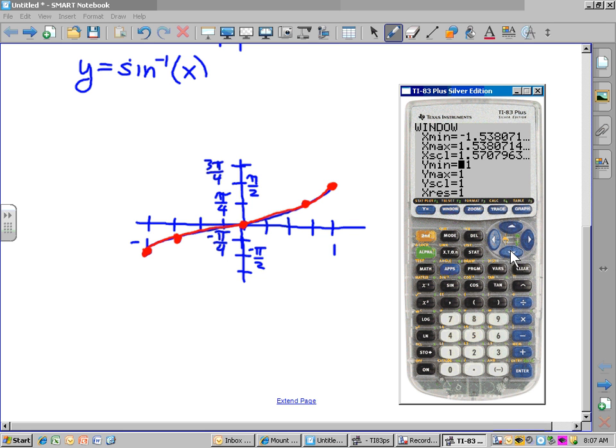Y min, Y max. What is the approximate decimal of pi over 2? What's pi approximate? Or even 3. That's a close estimate, right? What's half of 3? 1.5. So I have to go up and down to 1.5. I'm just going to say negative 2 to 2. You guys okay with that? Looks good to me. How do we do? Pretty close, right? It's pretty good. Any questions on drawing the inverse sine?